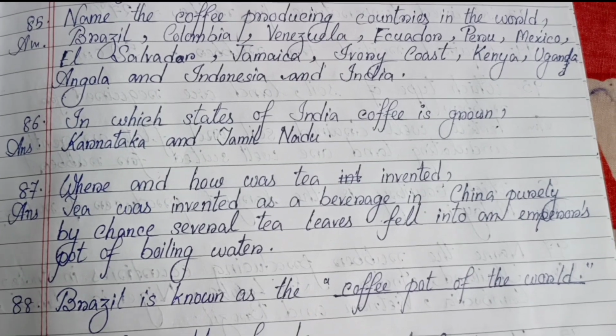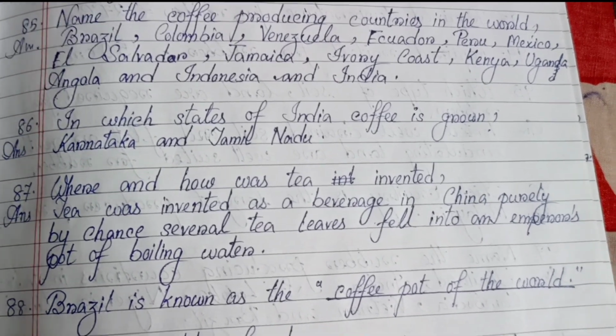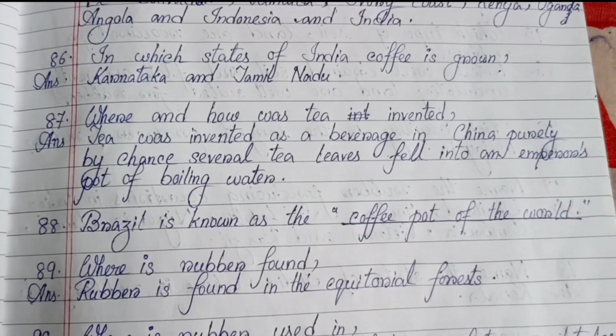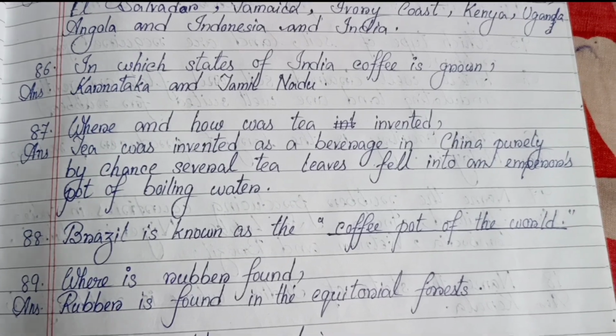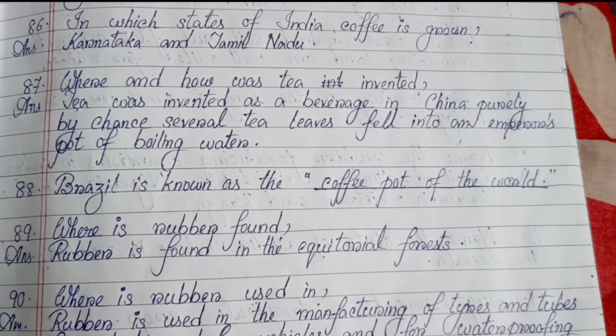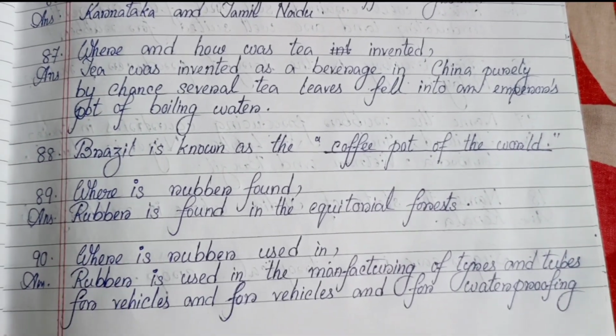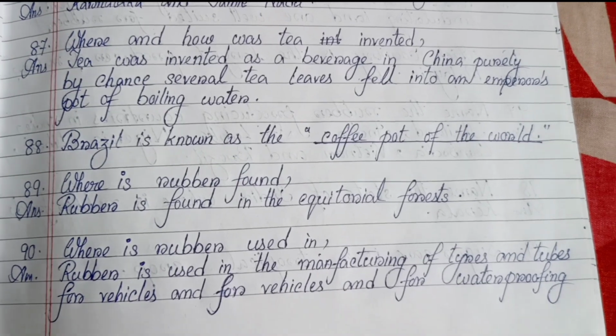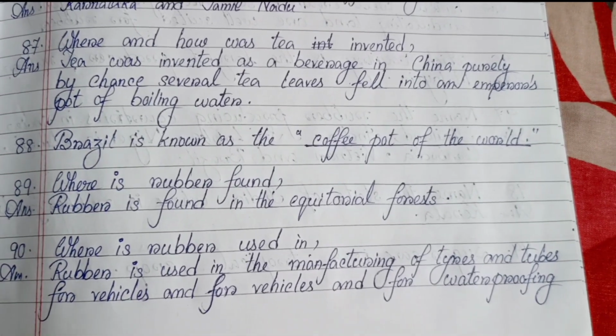Several tea leaves fell into an emperor's pot of boiling water. Brazil is known as the coffee pot of the world. Where is rubber found? Rubber is found in the equatorial forest. Where is rubber used in?